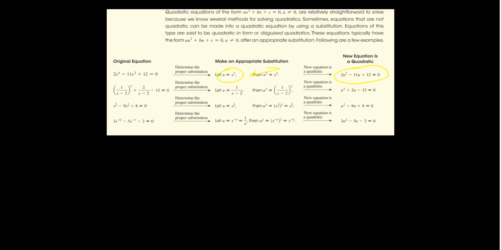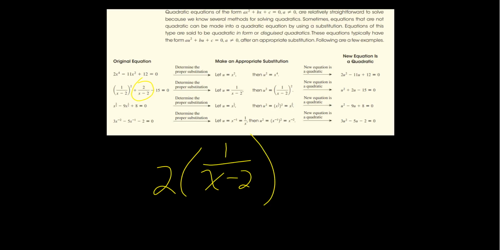The same can be said for the next example, because the second term can be written in the form 2 times 1 over x minus 2, and we see that now this is indeed the same as this. There are some minor nuances you need to pay attention to, but we do see that the first term is indeed the square of the second, and the same can be said for the rest of these examples.